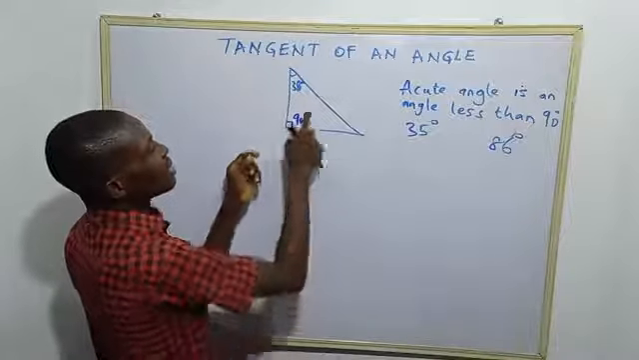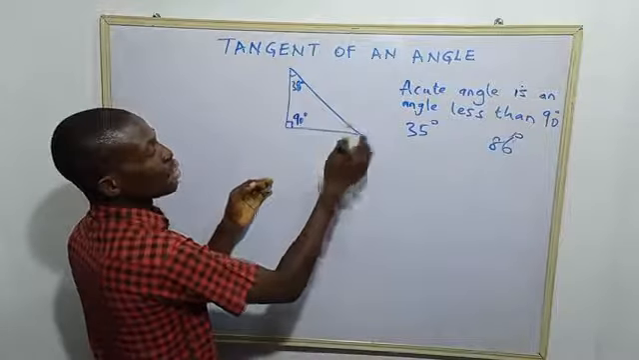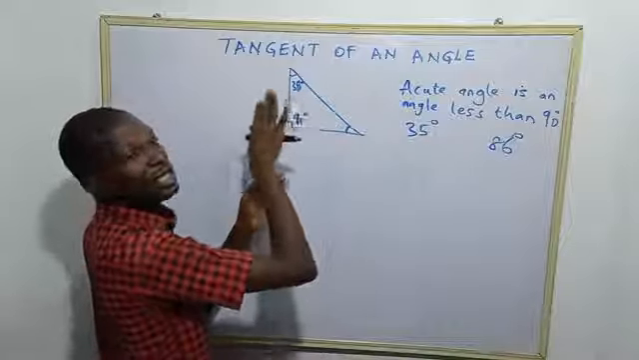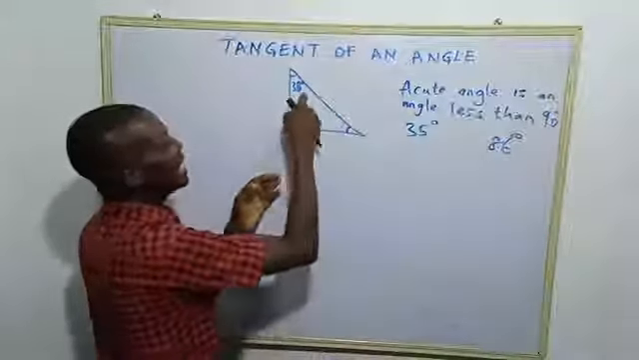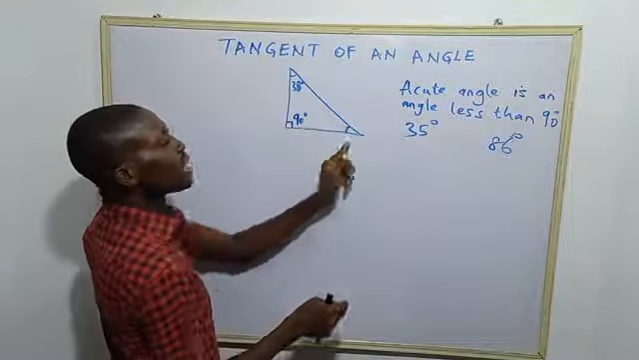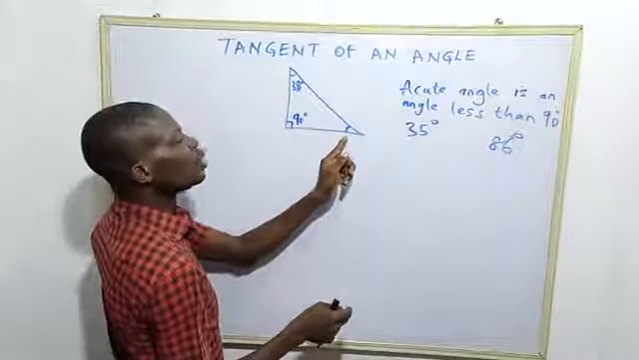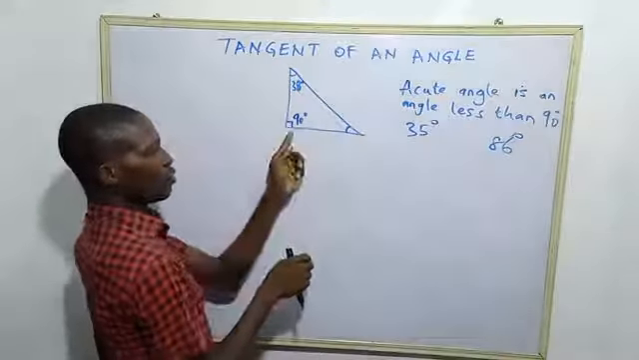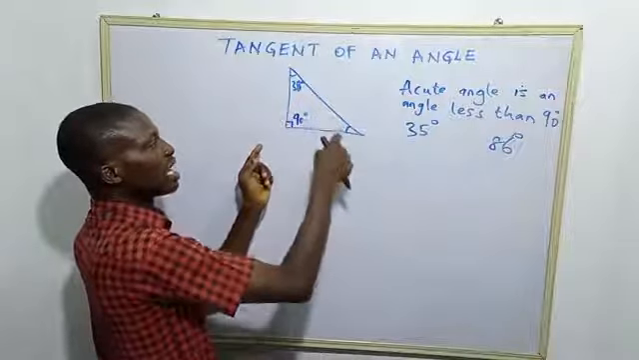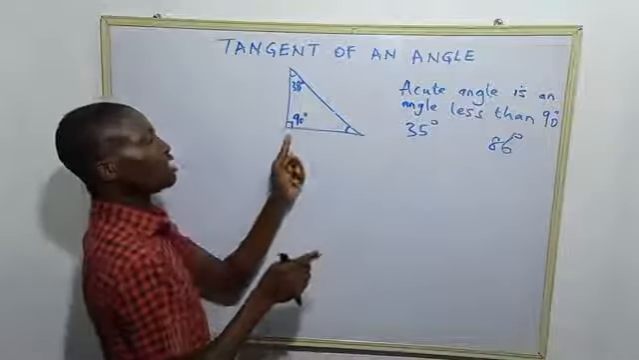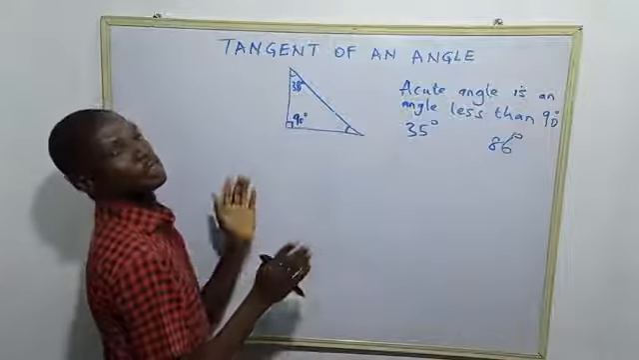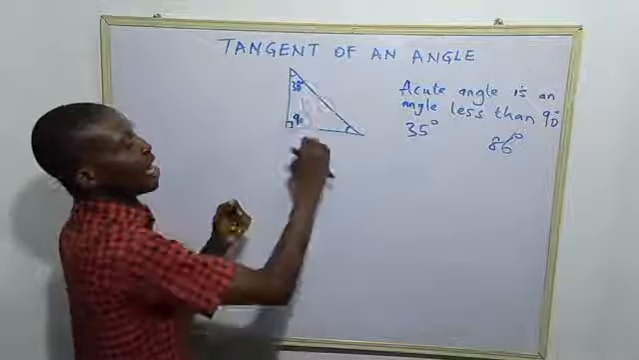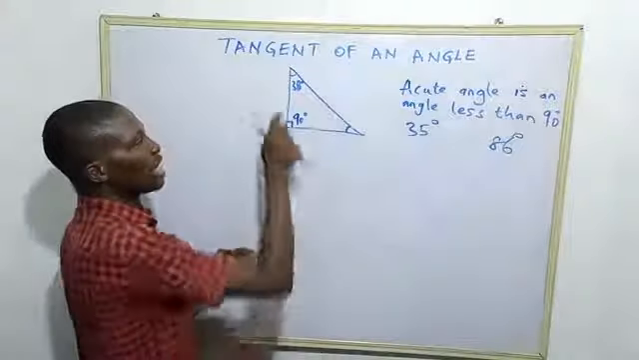Now, having known that this is an acute angle, this also is an acute angle, because the sum of angles in a triangle is 180 degree, definitely you will get an acute angle in this place. Having known that, don't forget, what makes a triangle right angled is when it contains 90 degree. So with that, you can label the sides.